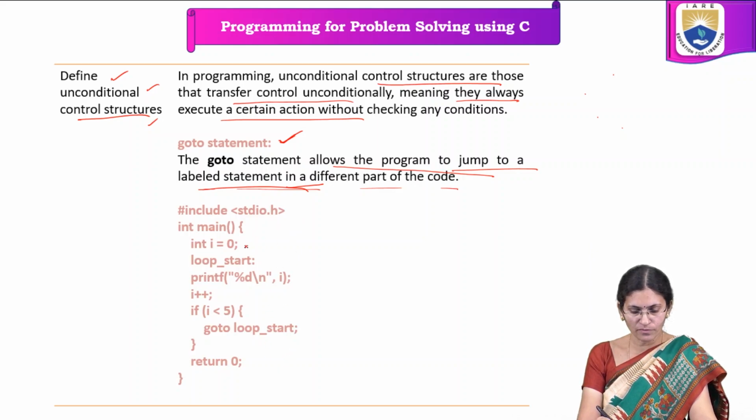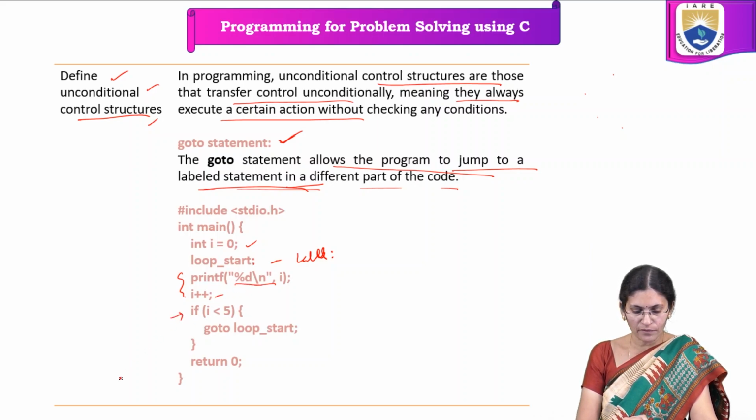In this program, we have declared a variable and initialized it with 0. This is the label, a label followed by a colon, and then this is the label definition. Inside this, we are writing one printf statement and then incrementing the value of i.